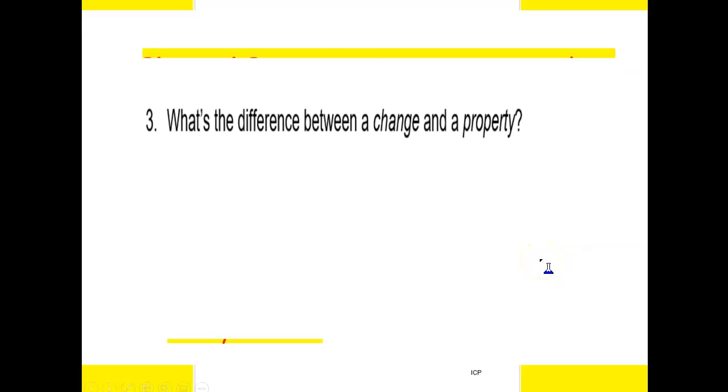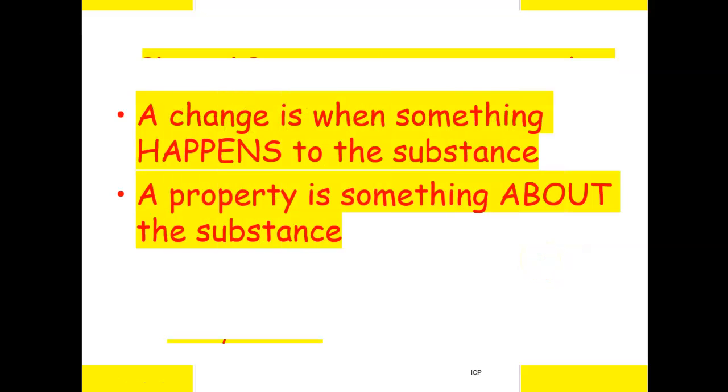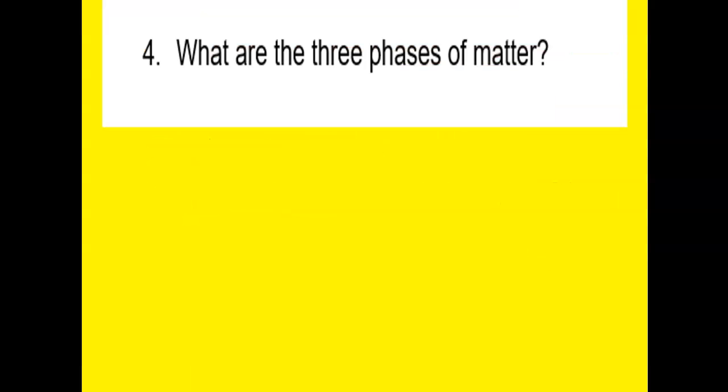So the difference between a change and a property is that a change is when something happens to the substance, meaning there's an action word, whereas a property is something about the substance itself.